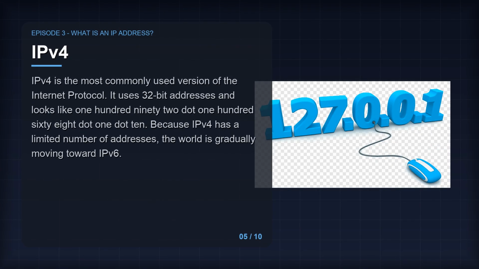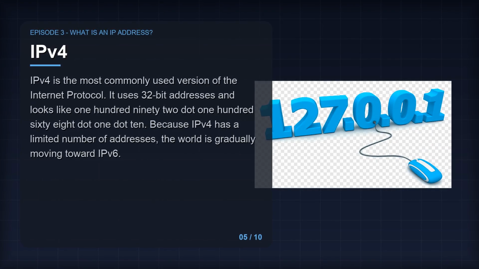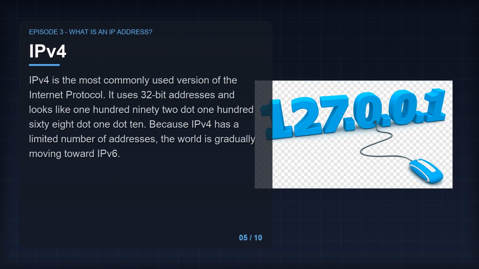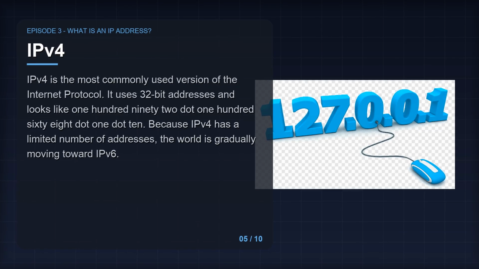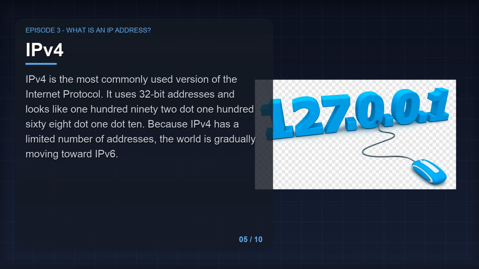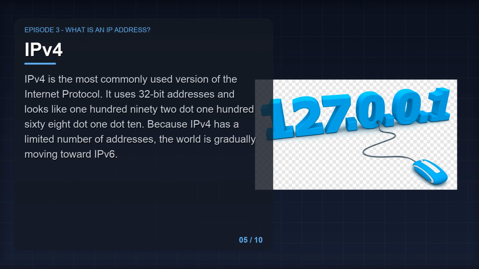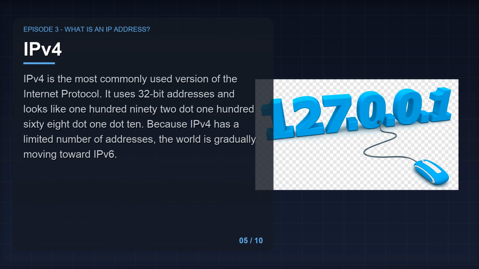IPv4 is the most commonly used version of the Internet Protocol. It uses 32-bit addresses and looks like 192.168.1.10. Because IPv4 has a limited number of addresses, the world is gradually moving toward IPv6.